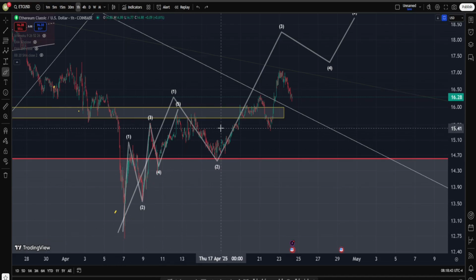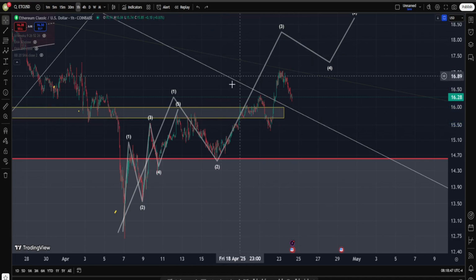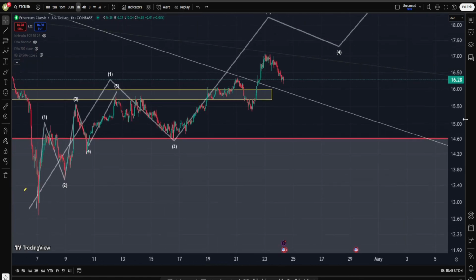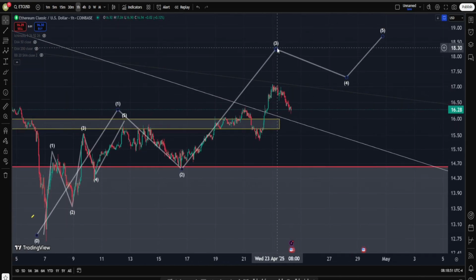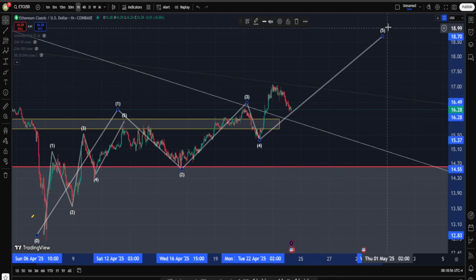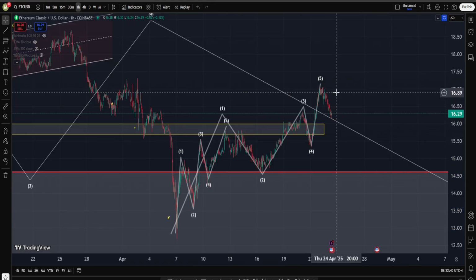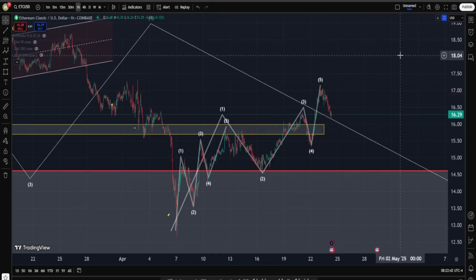So what happened? We did continue this move up, and the question for today's update is this: can we argue maybe this point is the end of our wave 3, followed by a correction for wave 4, and another move on the upside into wave 5? The answer is actually yes, and here is how I can argue that.